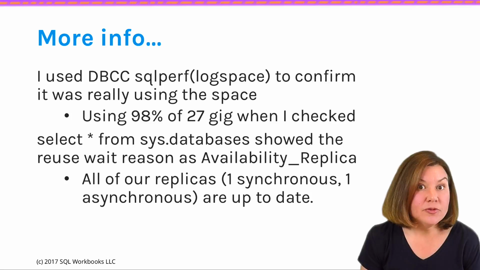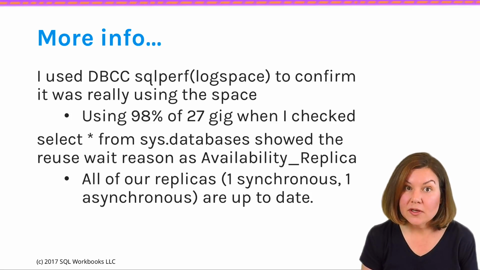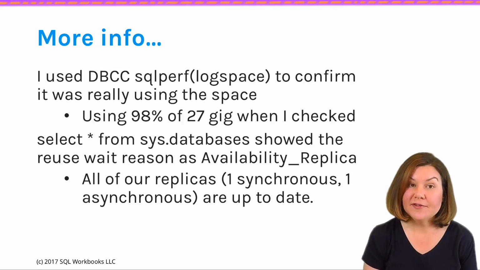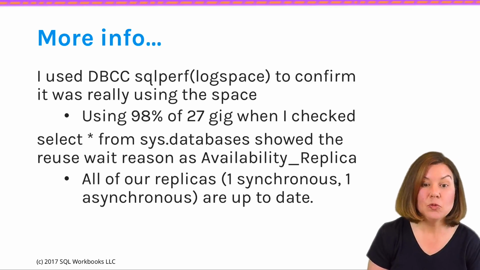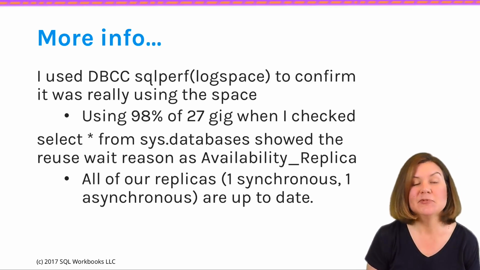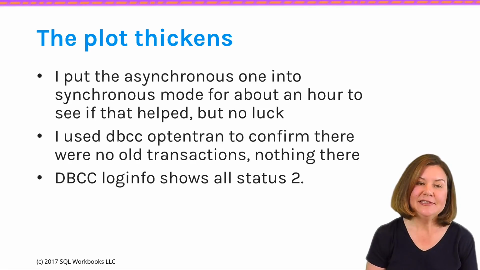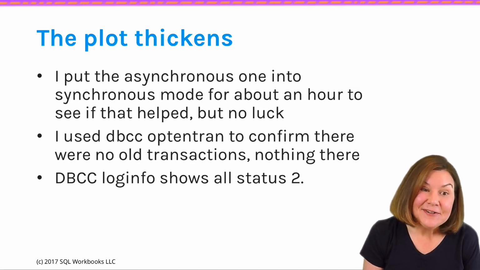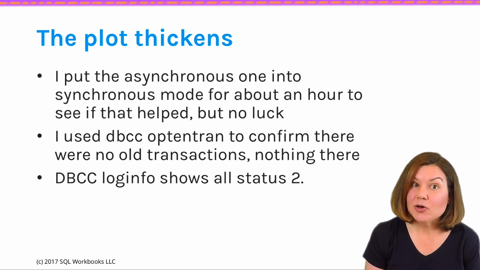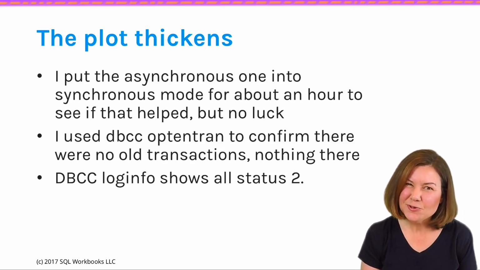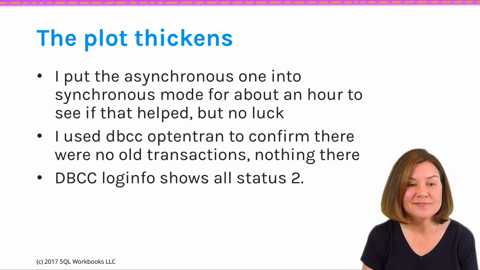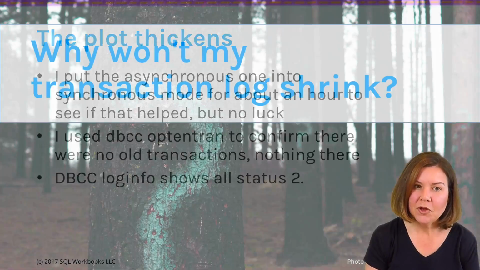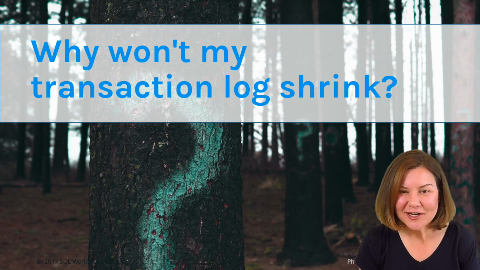I ran select star from sys.databases, and it showed that the reuse wait reason was AVAILABILITY_REPLICA. All of our replicas, we have one synchronous and one asynchronous, are up to date. The database is in an availability group. I put the asynchronous replica into synchronous mode for about an hour to see if that helped, but no luck. I used DBCC OPENTRAN to confirm there were no old transactions. It didn't show anything there. And DBCC LOGINFO shows all status 2 too. Why won't my transaction log shrink?